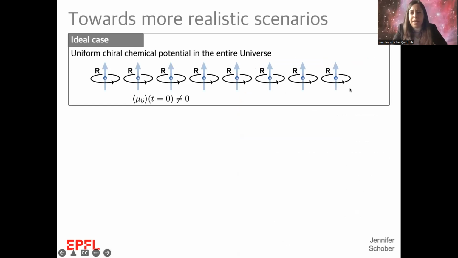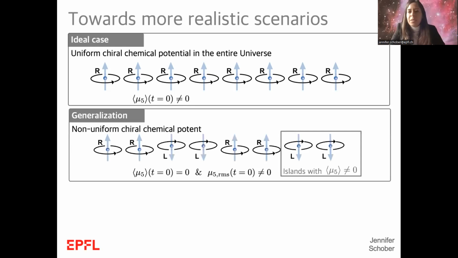So this is the case that we have studied during the past years since 2017. We always considered a very uniform chiral chemical potential in the entire universe, basically. So in the most extreme case, we only have right-handed fermions in the system. So we studied cases where this mean chiral chemical potential at the beginning was finite, and that led to this chiral dynamo instability. What we recently did in our new paper is we looked at a scenario where on average in the entire universe, the mean chiral chemical potential was 0, but there were fluctuations in mu5.